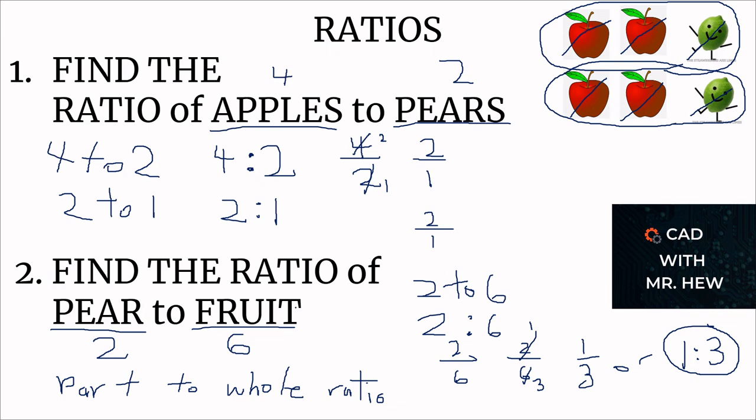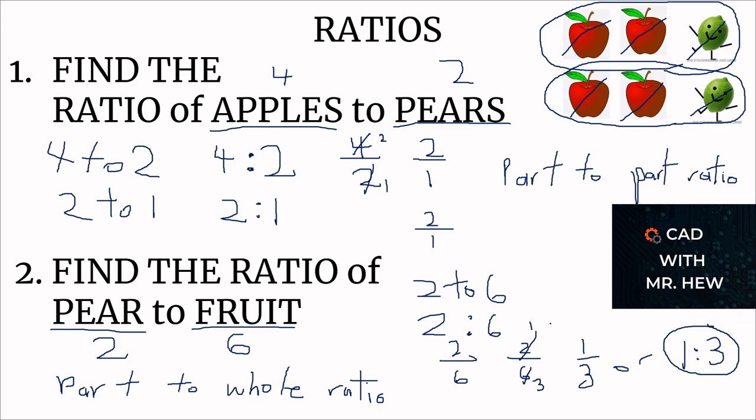Now above, which was question 1, this was a part to part ratio. So we're looking at the apples to the pears, and both the apple and the pear were a part of the entire information that was presented.